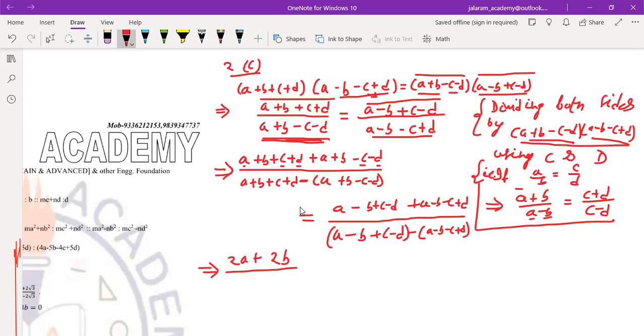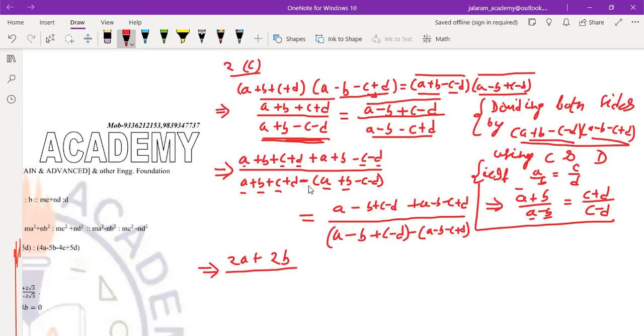Over the denominator, we have to open the bracket, and you can also do it directly as it is minus. The terms with the same sign, like A is positive and A is positive inside the bracket, will be cancelled out on opening the bracket. B is positive and B is positive, so it also will be cancelled out inside the bracket.